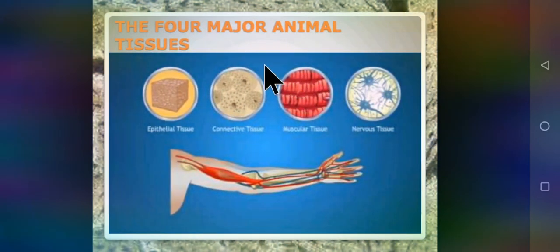Now you should know this, that mainly there are four kinds of animal tissue, that is epithelial tissue, connective tissue, muscular tissue and nervous tissue. So these are the four main kinds, or four major types, of animal tissue.